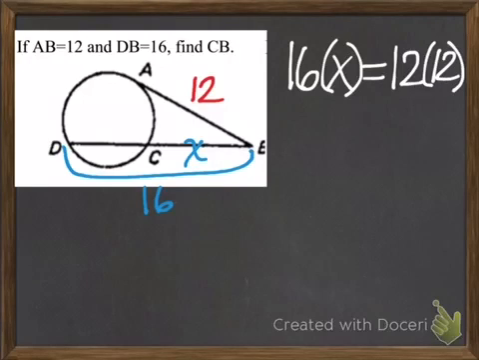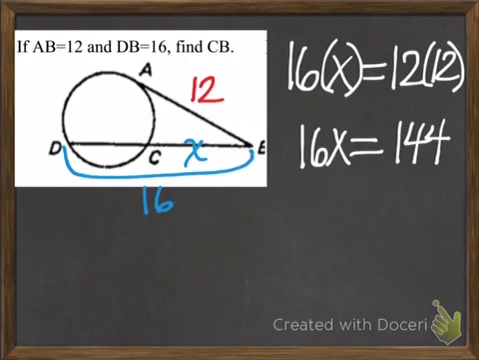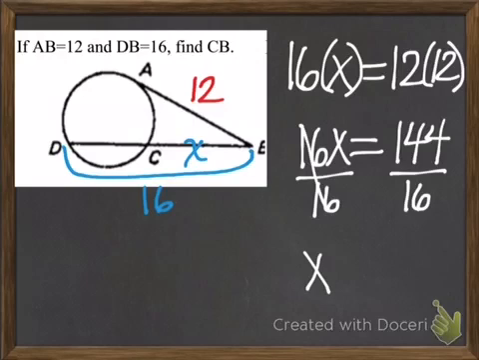So when I multiply 16 times X, I get 16X. When I multiply 12 times 12, I get 144. So again, use the division property of equality and divide both sides by 16. The 16's eliminate, so X equals 9. So the length from C to B is also 9.